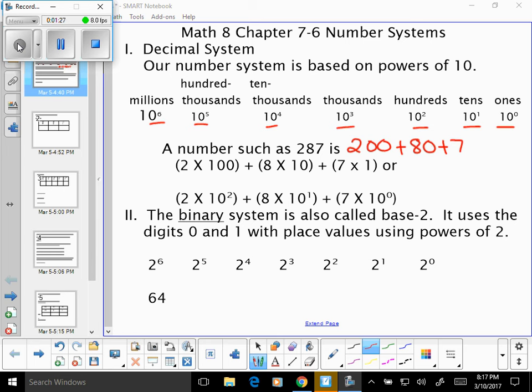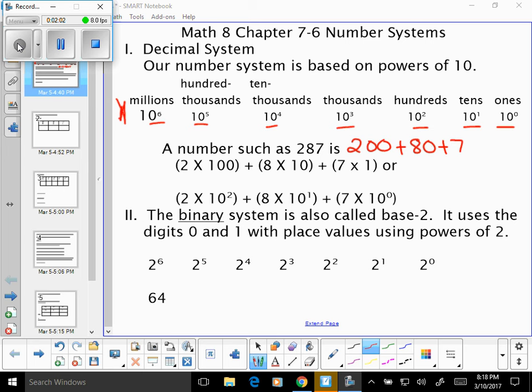Now, if I use the powers of 10 that I wrote up here, we have 7 times 10 to the 0, because 10 to the 0 is 1. Any number raised to the 0 is 1. 8 times 10 to the first gives me 80, because 10 to the first is 10. And then 2 times 10 to the second, because 10 to the second is going to be 100, and 2 times 100 is my 200.